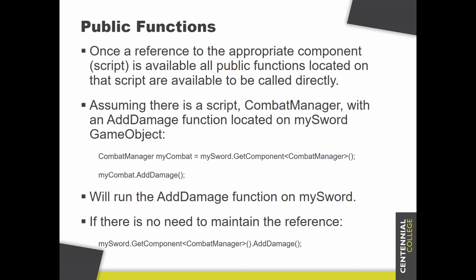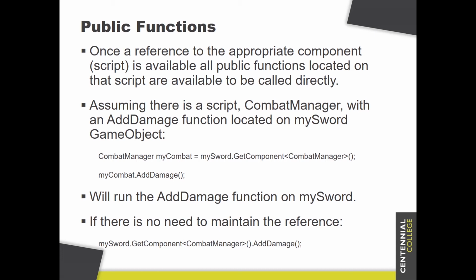So in this particular case that I have here, combat manager myCombat equals mySword.GetComponent combat manager. And what that particular line of code is doing is it's searching for a script called combat manager. I'm assuming that combat manager is located on that particular object. Once we have a reference in myCombat, we can then access any of the public functions. So as an example, if we had a public function called AddDamage, we could then access and operate AddDamage. So myCombat.AddDamage now becomes available to us.